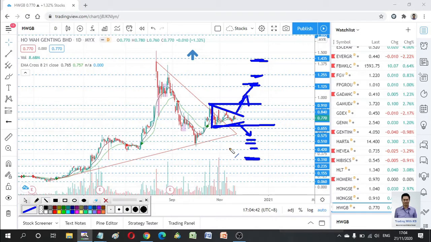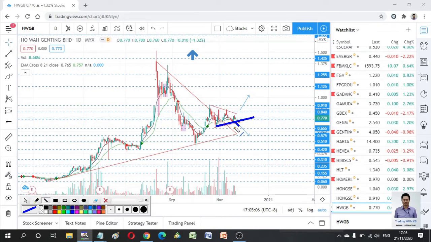If you have an open trade, if you're holding stock over here and it breaks down over here, maybe you can still hope to hold until it breaks this area. This one, the 0.655, if it breaks down to this area, very likely the price will continue to go down.